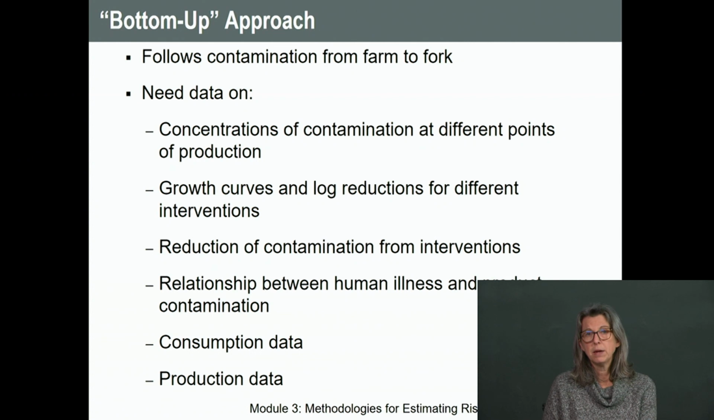So in this one, you need a lot more different kinds of data. You need concentrations of contamination at different points, the growth curves and log reductions when you're focusing on microbial pathogens, how much interventions reduce contamination. Then you want to know the relationship between the human illness and the product contamination. So how sick are people getting from what levels of contamination, consumption data, and production data.